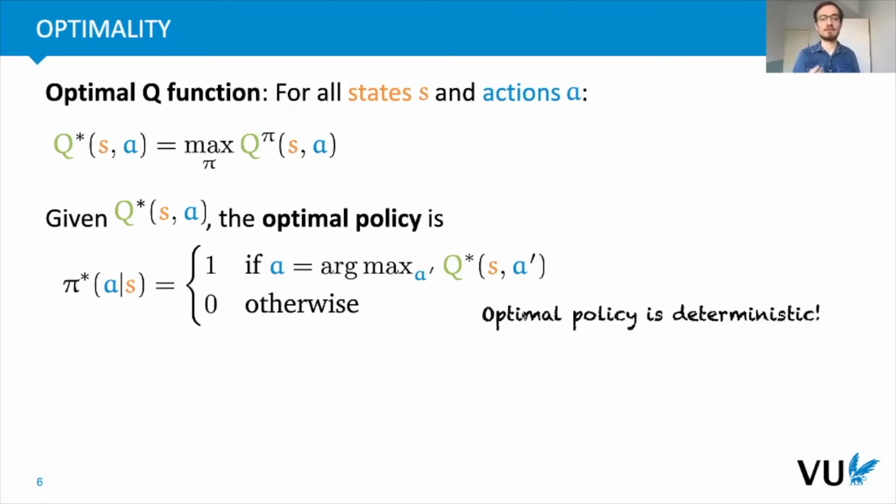So why is it so useful? This means that if we can derive what the optimal Q function is, then we can also derive what the optimal policy is. So knowing how to find the optimal Q function can be turned into taking actions.